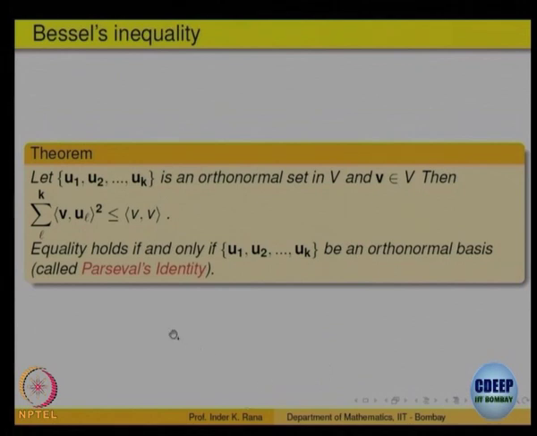We also proved what is called Bessel's inequality, which said that if you are given an orthonormal set, not necessarily a basis, then the sum of the squares of the coefficients |<v, u_l>|^2 is always less than or equal to norm of v squared, and equality holds here if and only if these form an orthonormal basis. That is what is called Parseval's identity. So Bessel's inequality becomes equality if and only if the given set of orthonormal vectors is a basis also.